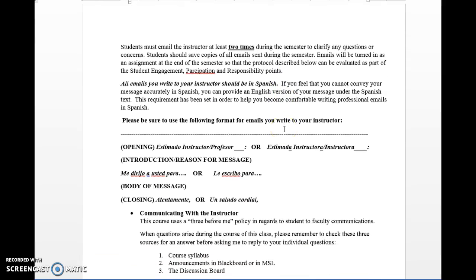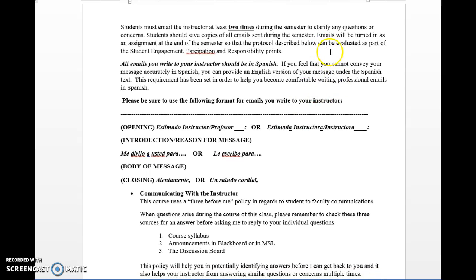Okay? Now, during the semester, you must email me at least 2 times to clarify any questions or concerns. Make sure you save those. Okay, save those emails in case we need to go back to those. Okay. And you want to make sure that you turn those in. Now, all emails you write should be in Spanish.